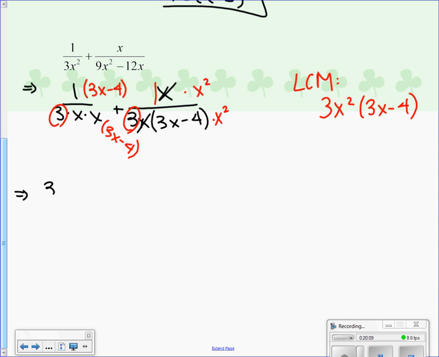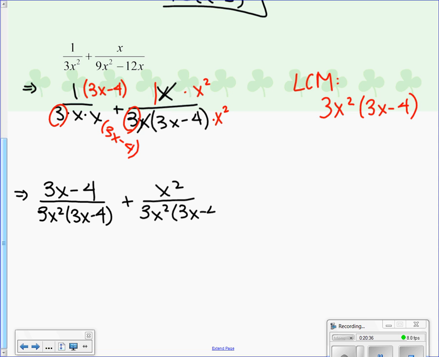Now in your first fraction, you have 3x minus 4 in the numerator. Kind of looks like a mess what I have right here in the denominator, so I'm just going to copy down my least common multiple. That's what my denominator should be. 3x squared times 3x minus 4. I'm adding to that in the numerator 1 times x squared, and my denominator 3x squared times 3x minus 4. So when I add the numerators, I'm just going to write it in order. X squared plus 3x minus 4 over my common denominator.